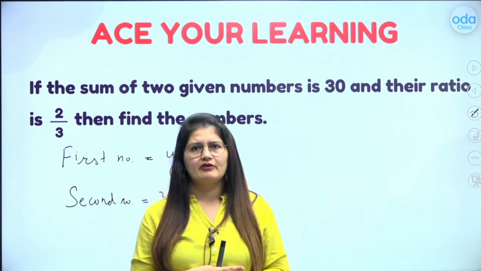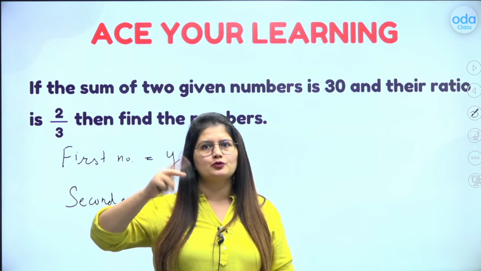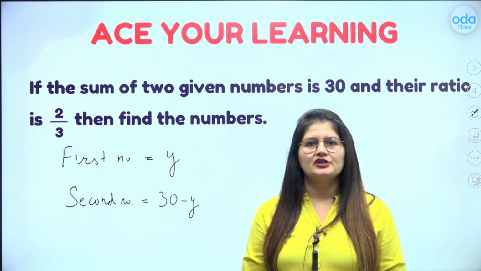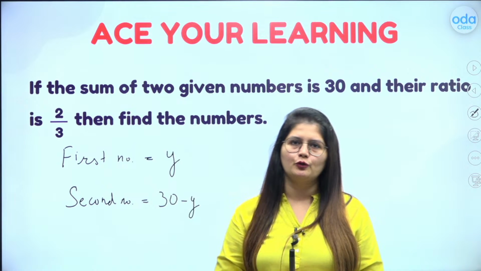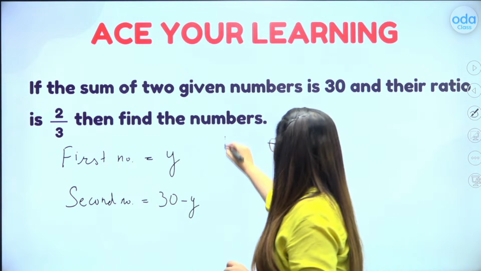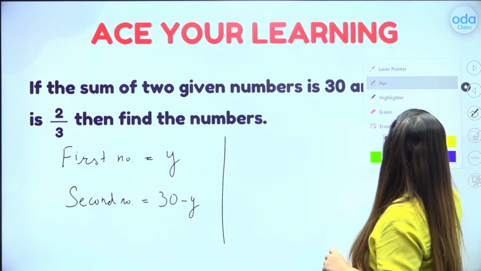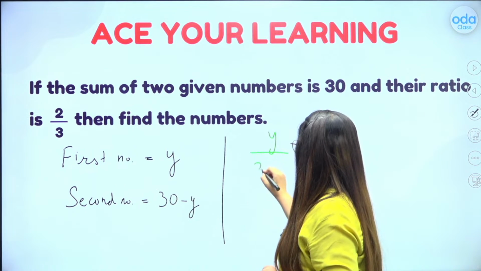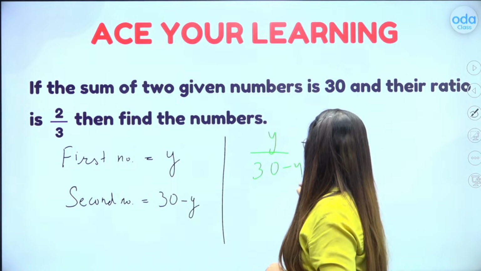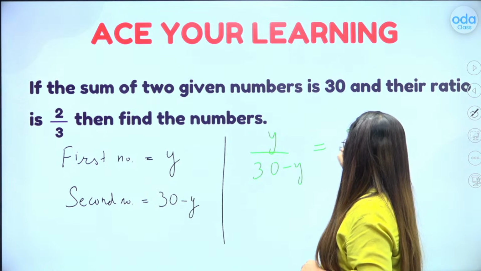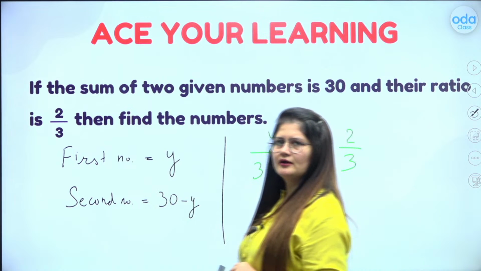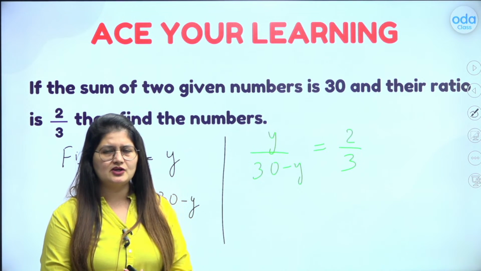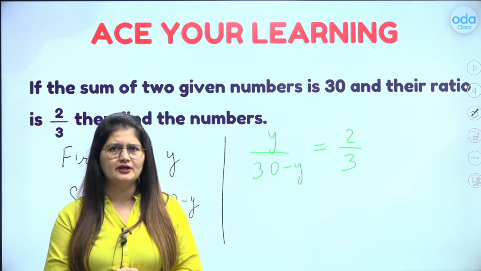In the question we are given that the ratio of these two numbers is 2 by 3. So let's write this in the form of a ratio and see what the answer is. Let's write it as y by 30 minus y, which is equal to 2 by 3. Clear?